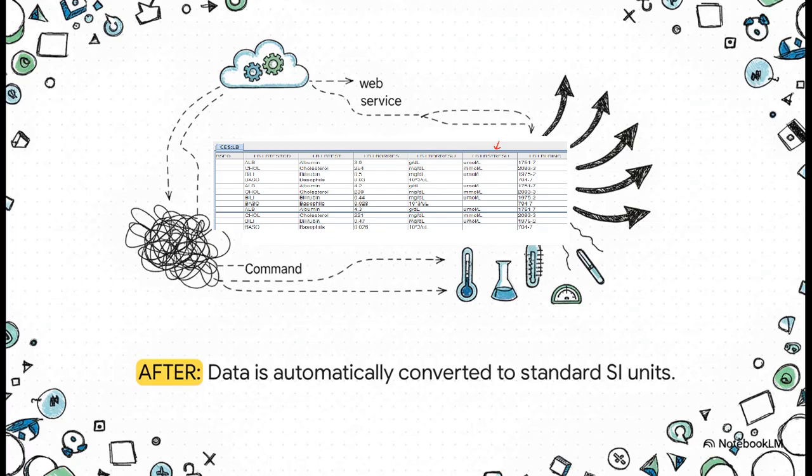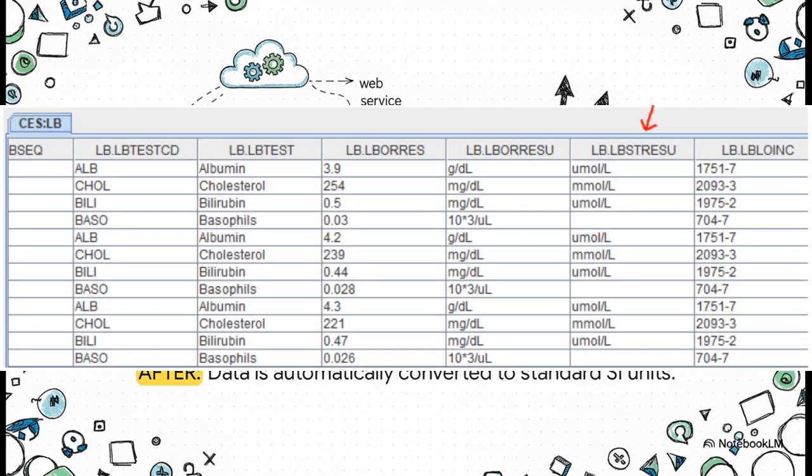And here's the after. Just look at that column LBSTRSU. With a single automated command that calls the web service for every single row, the tool has perfectly converted every value to the correct SI unit. The result is a clean, consistent, analysis-ready dataset. The difference is just night and day.